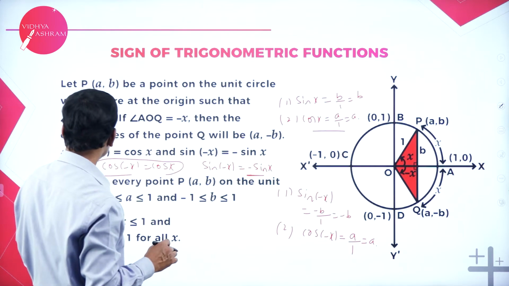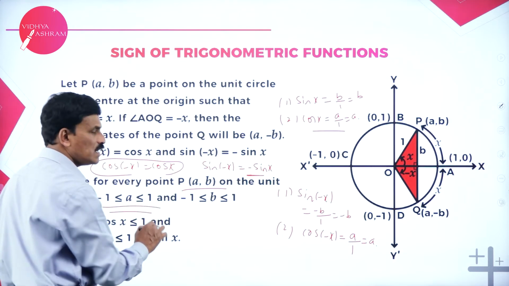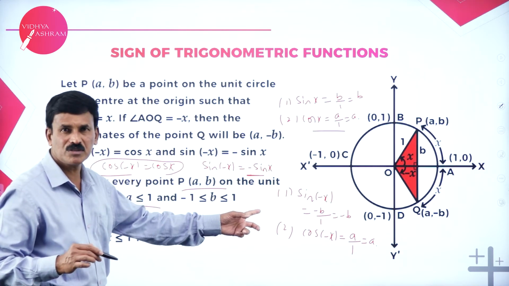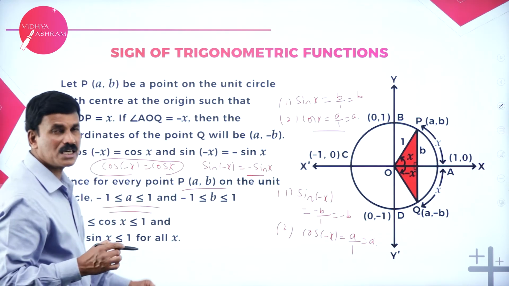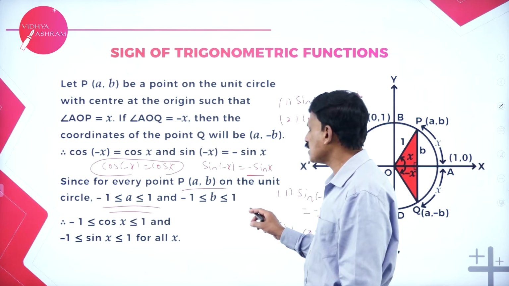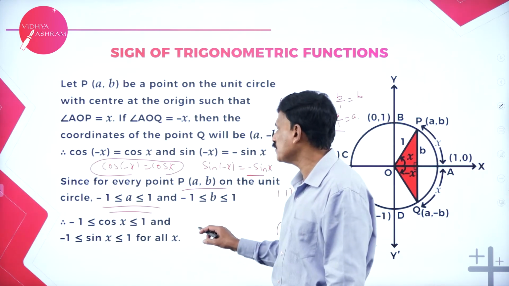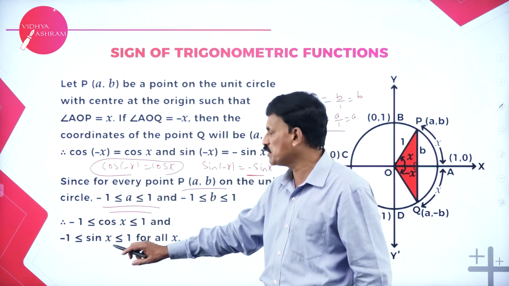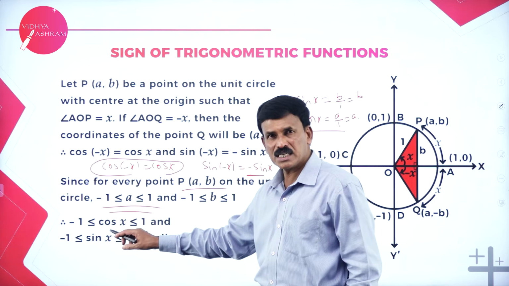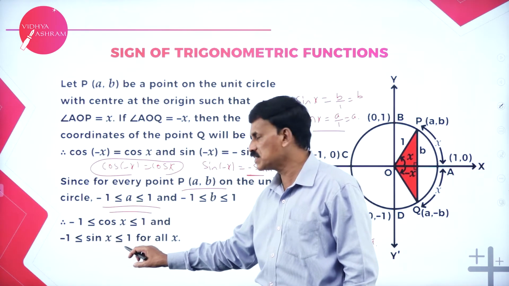That means, since for every point p (a, b) on the unit circle, this a value always lies between -1 and +1, and b also lies between -1 and +1. So therefore, -1 less than or equal to a less than or equal to +1, and similarly -1 less than or equal to b less than or equal to +1. So that means the value of cos x lies between -1 and +1, and similarly the value of sin x also lies between -1 and +1 for all the values of x. That is denoted as -1 less than or equal to cos x less than or equal to 1, and -1 less than or equal to sin x less than or equal to 1.